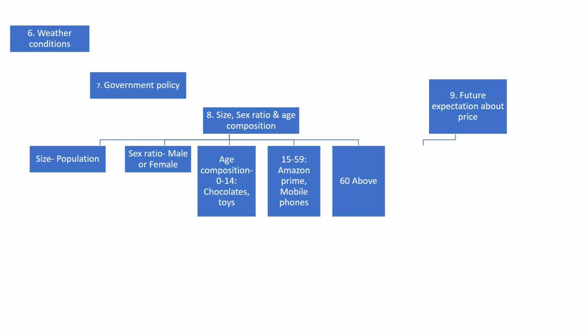Now, the ninth one is future expectations about the price. Normally in the Corona period, people thought that gold prices had come down, so we will purchase now only, so that tomorrow, when the prices may rise, we have already bought. So people thought the gold price had come down in the Corona period, so we will be buying today only, because the prices for tomorrow may rise. So in the future, the prices may rise, so we will be buying now only.